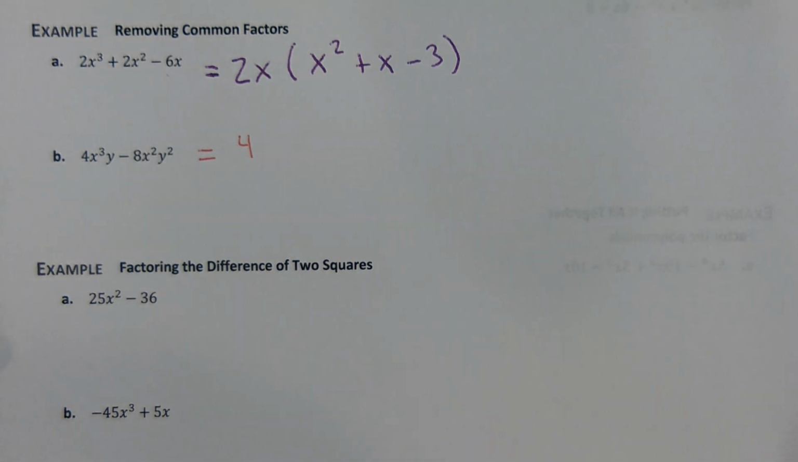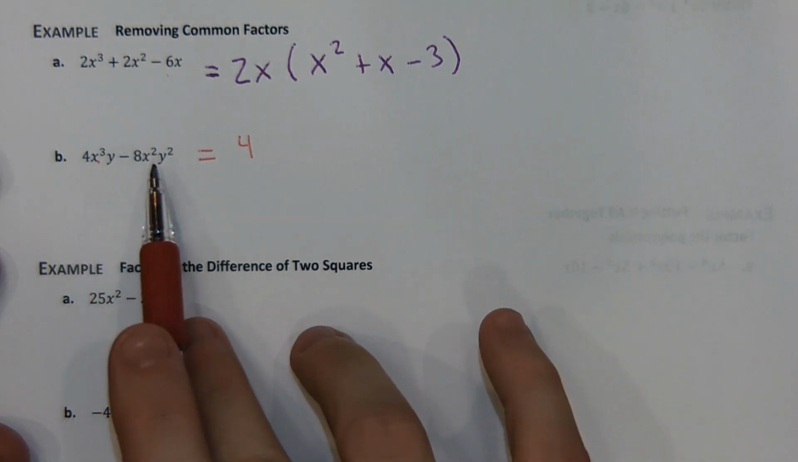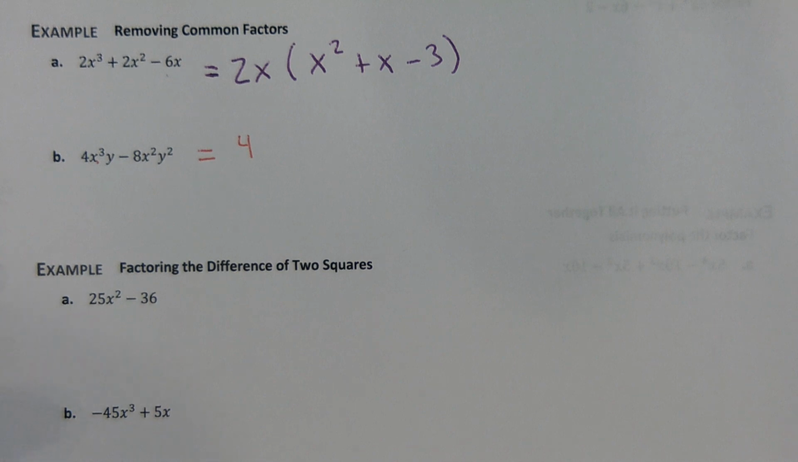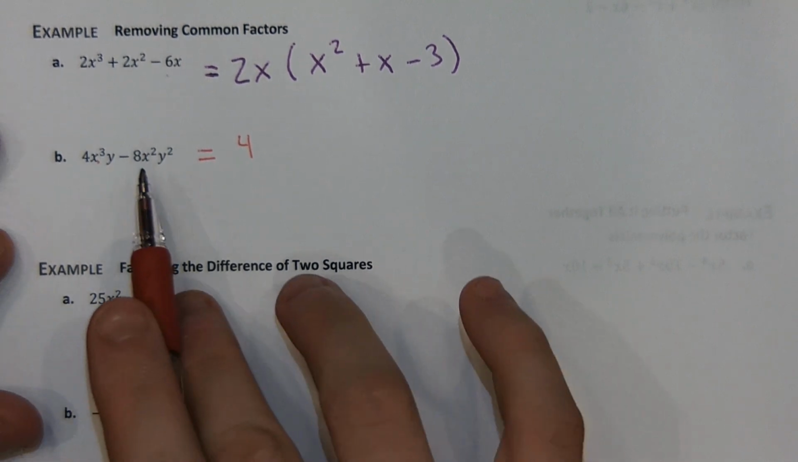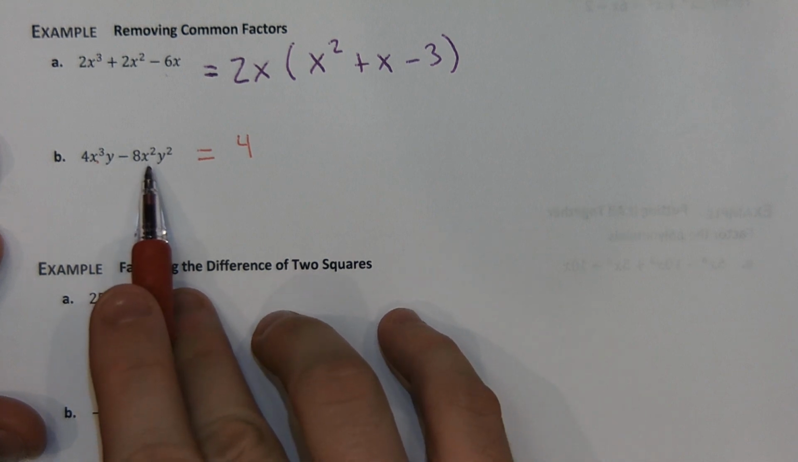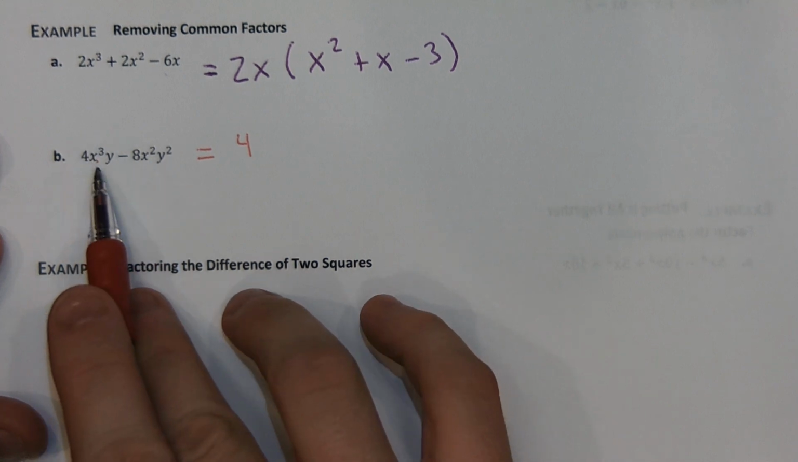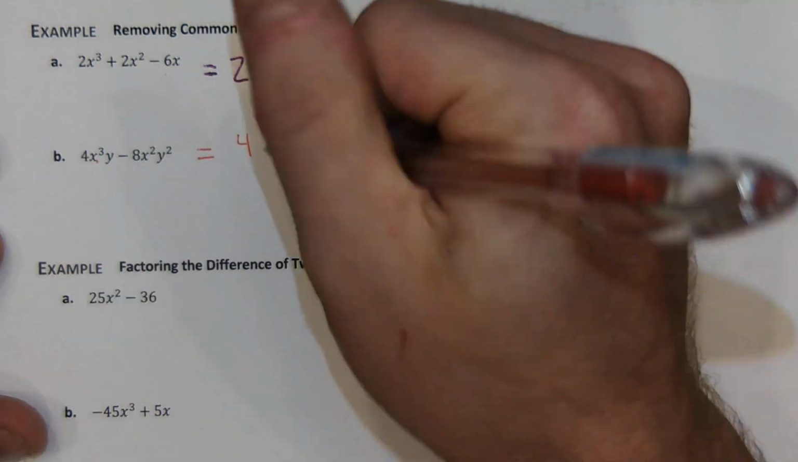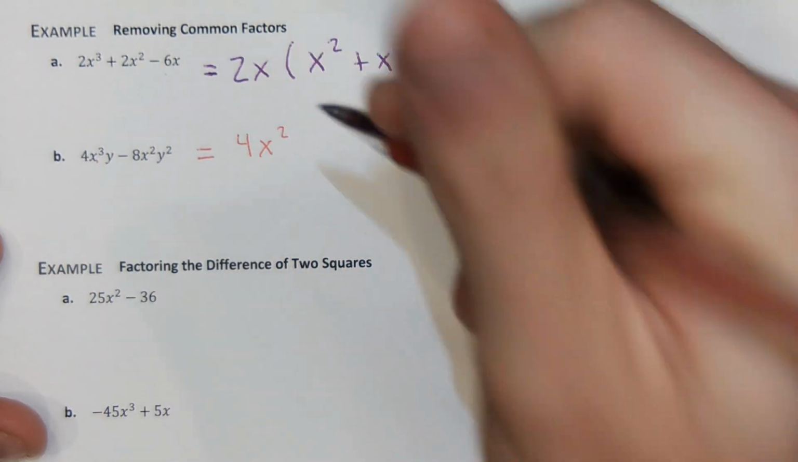Now let's look to our x's. This one has 3, this one has 2. I can't take more x's than a term has, but I could take all of them. This one has an x squared, and that one I could take an x squared from it. So x squared is part of that GCF.